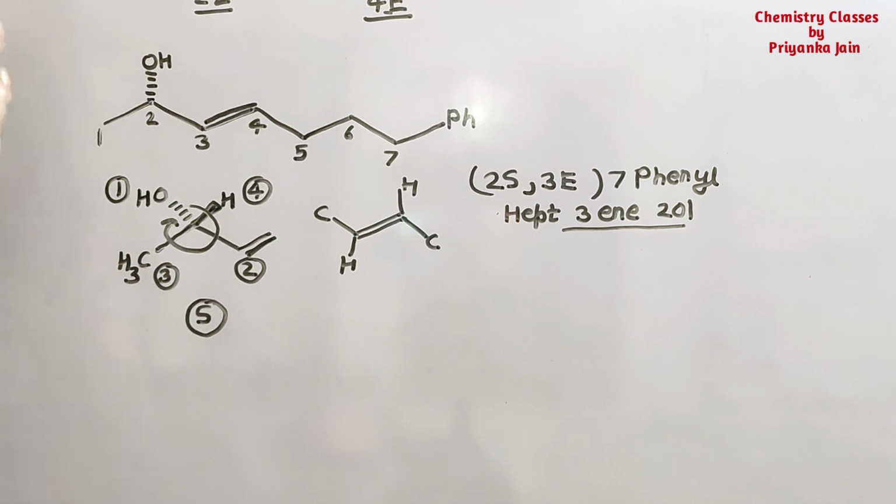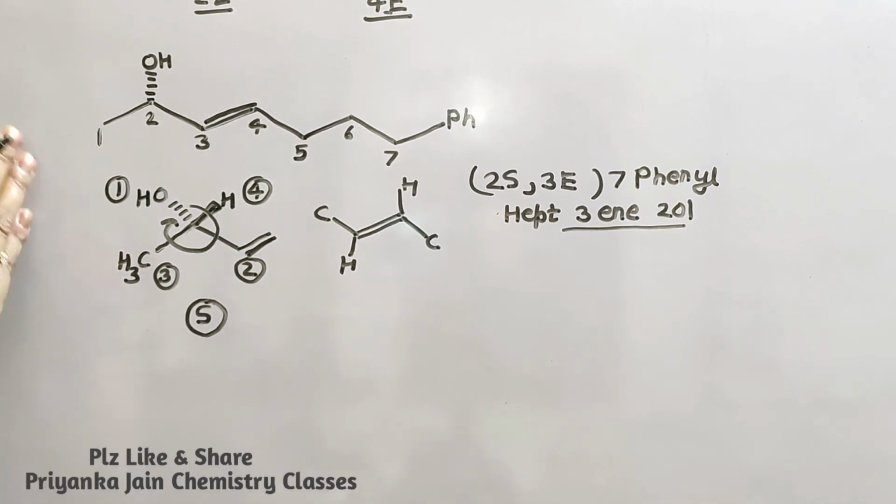So this is the way in which you have to do the questions based on the E and Z nomenclature, and I have told you all the things about geometrical isomerism and E and Z nomenclature.